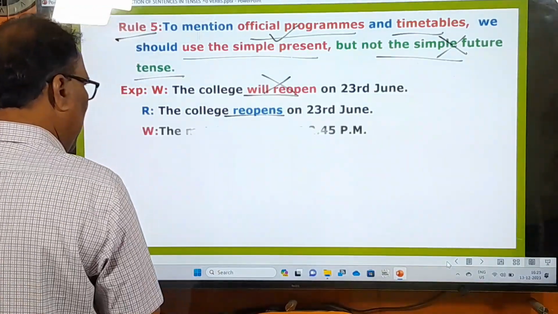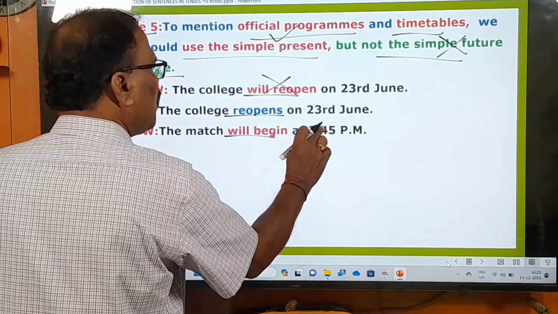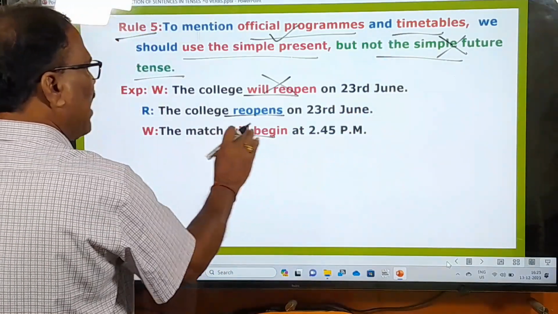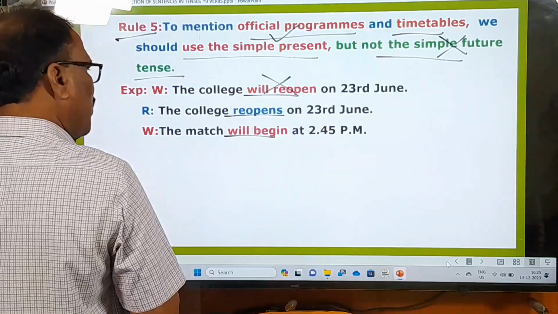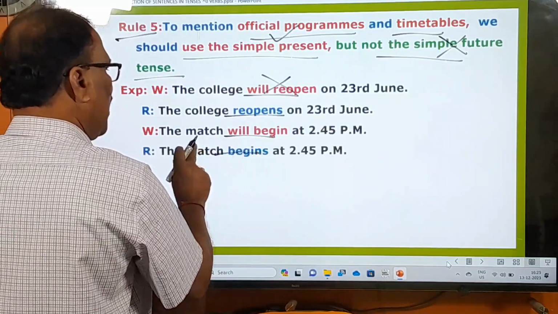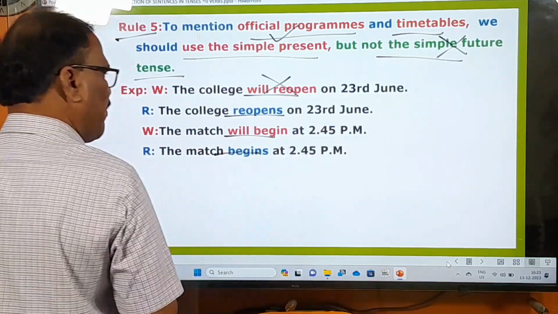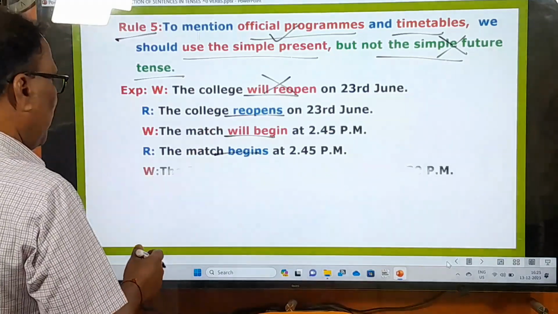In the same way, the match will begin at 2:45. It's a timetable. So you should not say that. You should say the match begins at 2:45 p.m. So these are all timetables. And a few more examples.